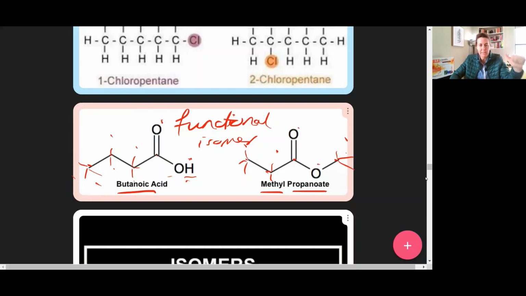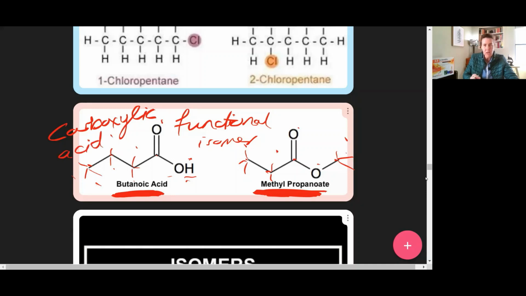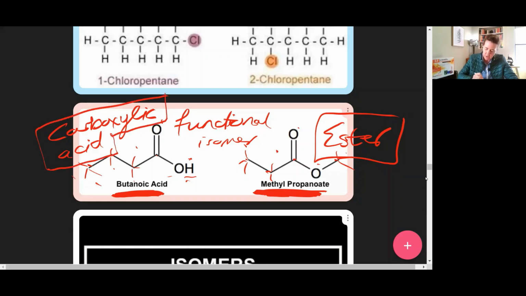They've got the same number of carbons, same number of oxygens, and same number of hydrogens, but the way that they are arranged gives completely different functional groups. And these are always functional isomers of each other. You have this as your carboxylic acid, and a functional isomer of any carboxylic acid is always its equivalent ester. Please make a note of that. An ester would always be a functional isomer of an equivalent carboxylic acid, meaning they have the same number of carbons, hydrogens, and oxygens.